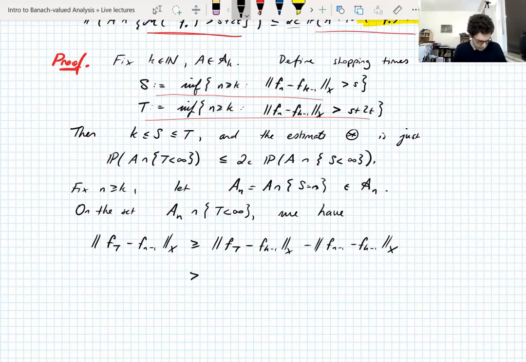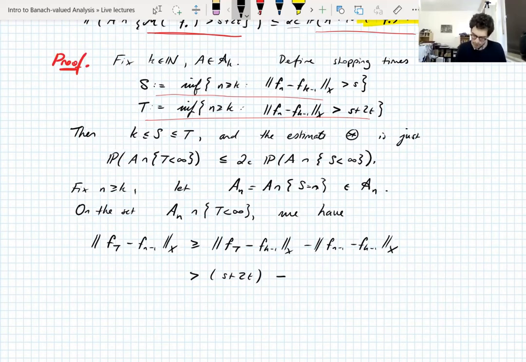S is equal to, by the definition of T, T is the first time N where F_N minus F_{K-1} is greater than S plus 2T. So F_T minus F_{K-1} is greater than S plus 2T. That's just the definition of T. T is the first time that this happens.